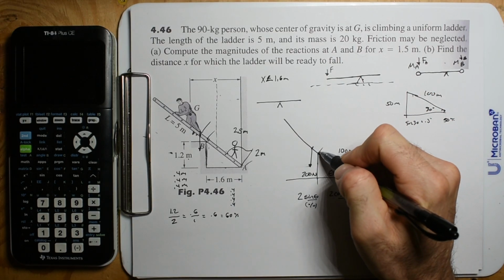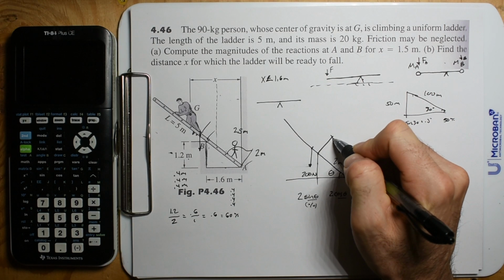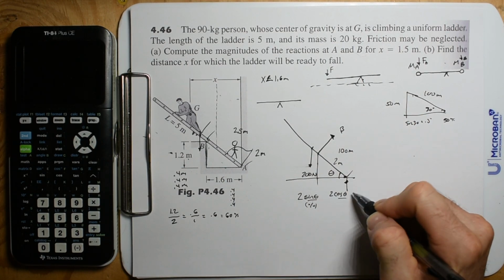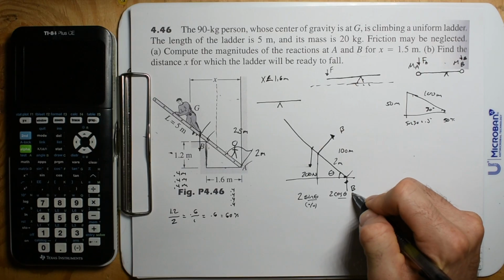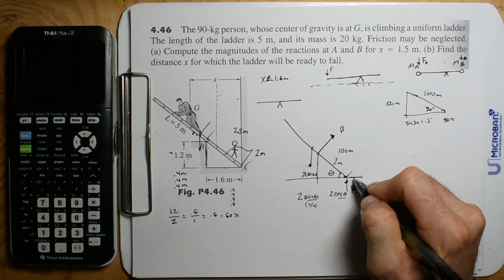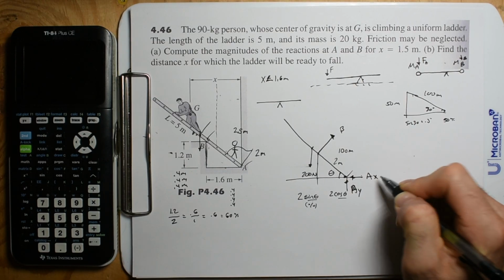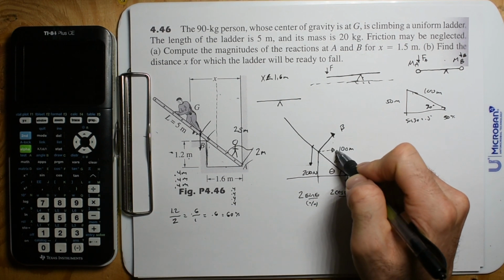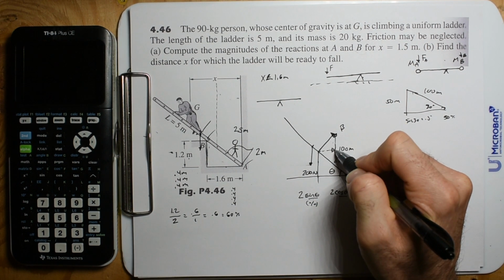So let's start drawing in our reaction at B, and then we have our reaction at A. So we have AY, and then this direction is AX. B is going to have two components: that component that way, and then the vertical component.